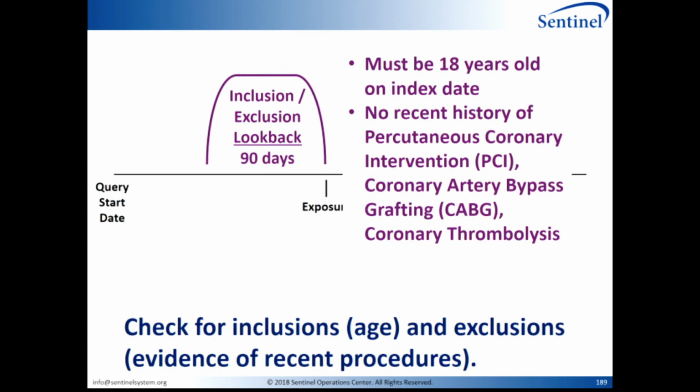Now we're going to look at excluding individuals for particular reasons. In our study, we required people to be adults, so they had to be 18 years or older on the index date. I guess that should say 18 or older, or have a plus by it. We also were trying to eliminate time-varying confounding, and so we didn't want a recent history of PCI or CABG or coronary thrombolysis.